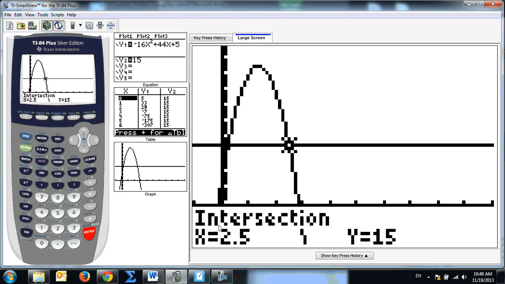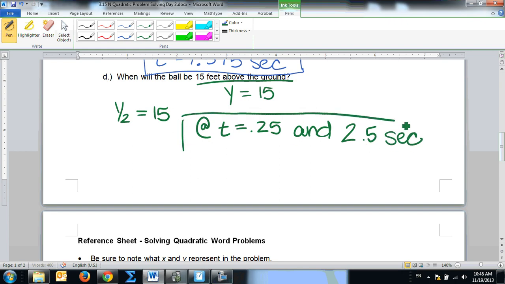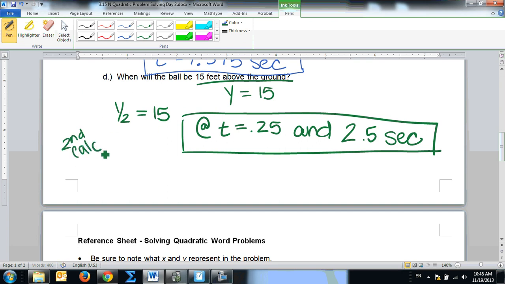So what's the second time that happens? 2.5 seconds. You would need both of those times in order to have a fully correct answer. Okay? So to do that, we plugged into Y2, and then we did second, calc, intersect.